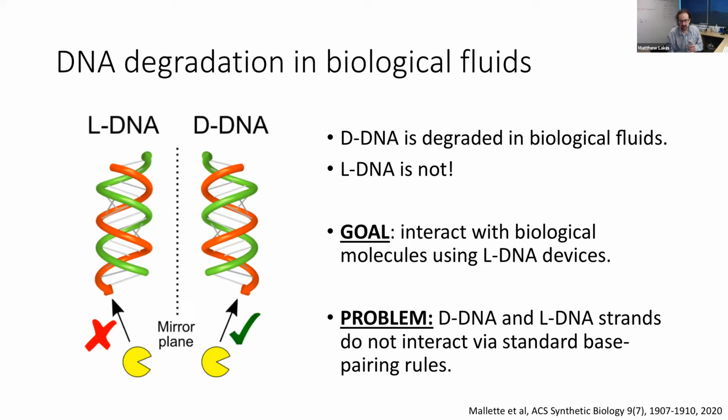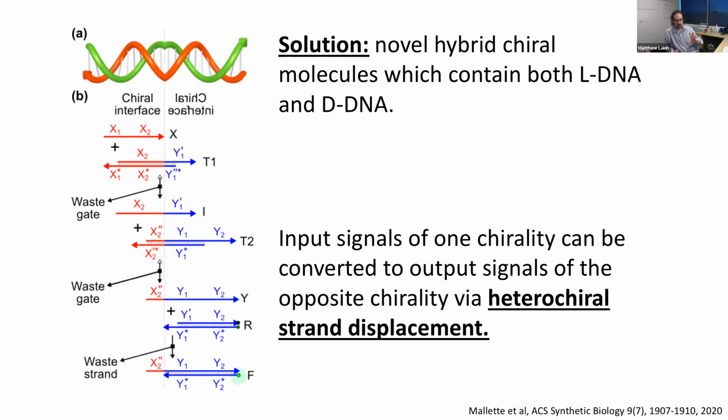So if we could just build our DNA devices out of L-DNA, then we'd be sorted because they wouldn't degrade. That is the theory. However, the problem is that if I have a piece of L-DNA and a piece of D-DNA, they typically do not bind. They do not hybridize via the standard base pairing rules, because the chiralities don't match, right? One of them is trying to twist one way, the other is trying to twist in the opposite direction. So what we would like to be able to do is sense D nucleic acid molecules using circuits that are primarily made of robust L-DNA.